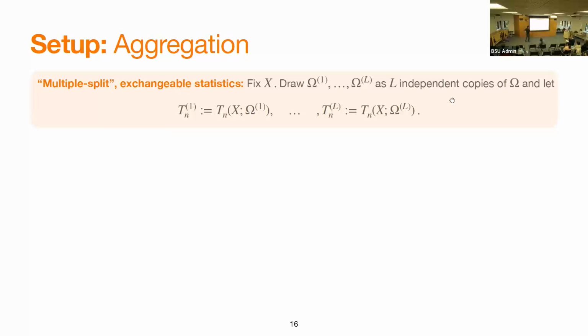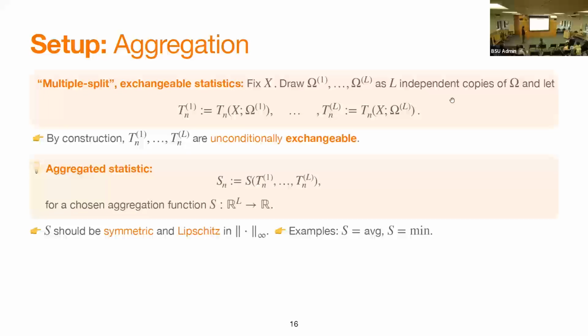So how do we fix this issue? This is the natural proposal. Suppose I fix the data and generate L, big L, you can imagine this is like 20 or 100 or something, independent copies of omega, and that gives rise to Tn1 through TnL. I call them the multiple split exchangeable statistics. Why do I call them exchangeable? Because conditional on the data, the omegas are all i.i.d. So marginally over the randomness of the data as well, they are by construction exchangeable. So they are unconditionally exchangeable.